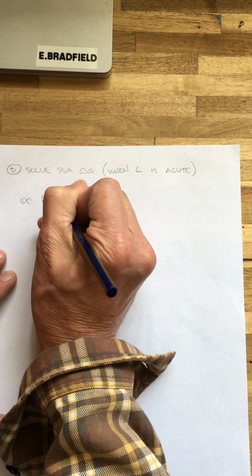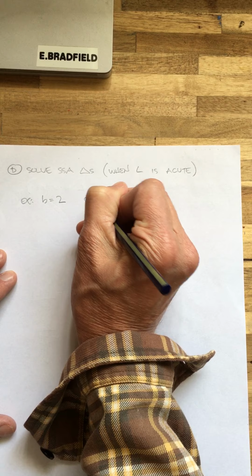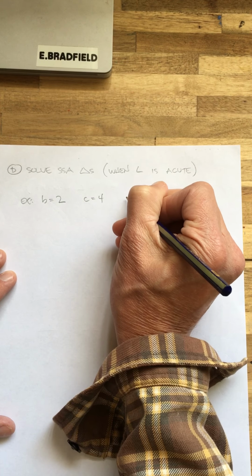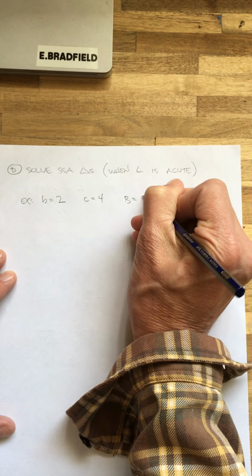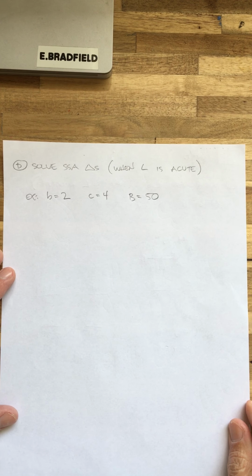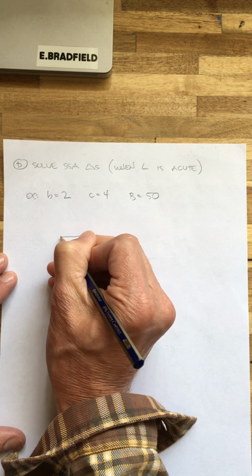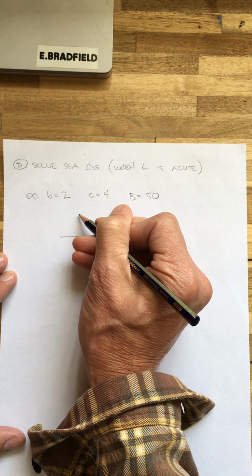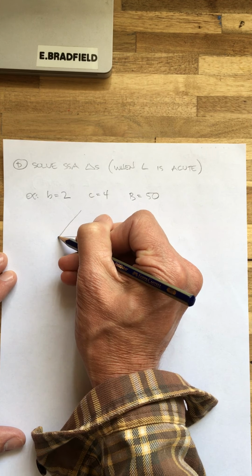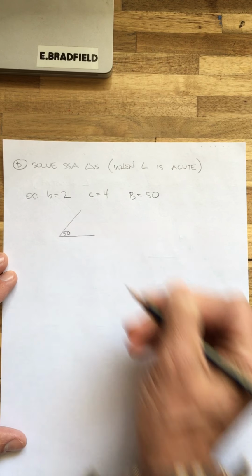B is 2, C is 4, and angle B is 50. Definitely acute. All right, so what I like to do again is put that angle right there in the left corner, so 50. I'm going to try my best to make a 50-degree angle. It looks something like that. There's a 50-degree angle, more or less, okay?